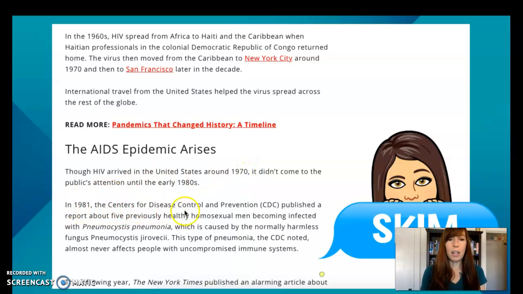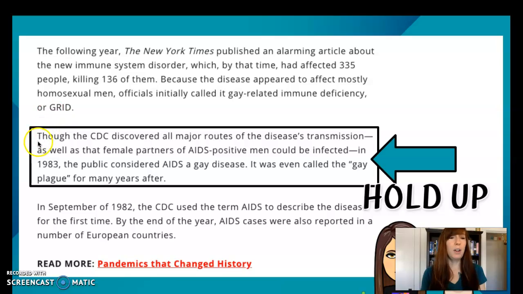In 1981, the CDC published a report, and oh, here we go. This looks important. It says, though the CDC discovered all major routes of the disease's transmission, as well as that female partners of AIDS-positive men could be infected, in 1983, the public considered AIDS a gay disease. It was even called the gay plague for many years after.